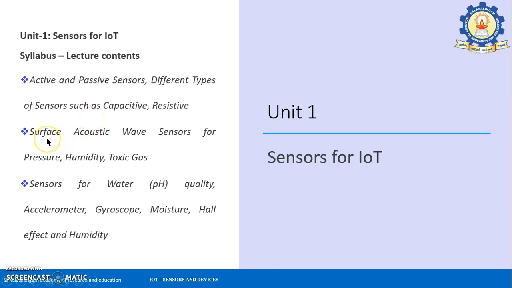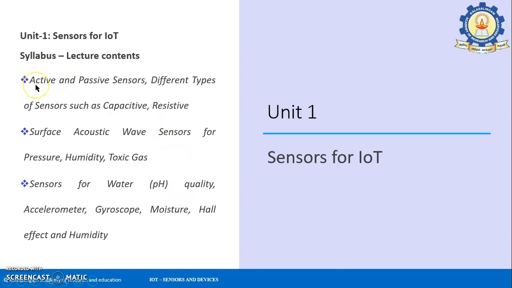Then we're going to look into the surface acoustic wave sensors that are used for pressure, humidity and toxic gases. Later, we are going to be looking into sensors for water pH quality and accelerometer, gyroscope sensors, moisture sensors, Hall effect, and humidity sensors. All of these sensors are going to be used in different applications related to embedded systems, or to be more precise, related to IoT. So we'll be looking into all of these topics in detail.